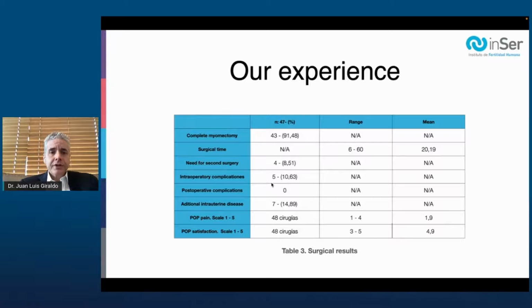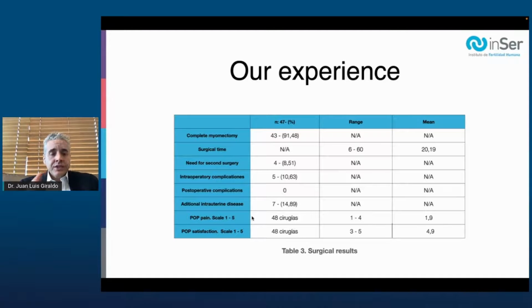We had intraoperative complications in 5 patients, 10% of them. We're going to let you know which ones in the next slide. We didn't have any postoperative complications. We had additional intrauterine disease, basically synechia, Asherman disease, uterine septa, and polyps in 15% of the patients.